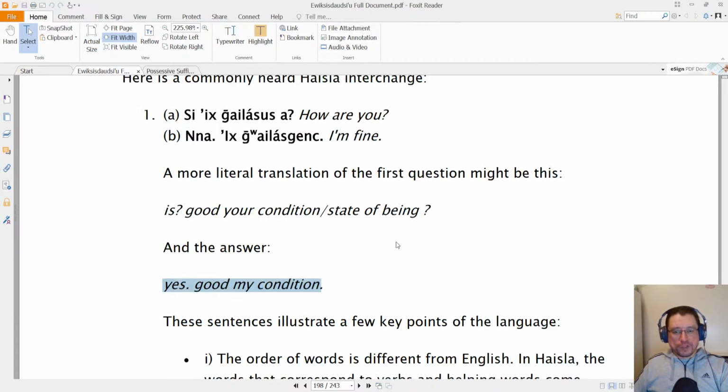So that's a pretty good breakdown of a pretty common interaction that you might hear in Heisla. That's a nice breakdown of that, and it gives you an idea of how the words change when you put them into different contexts.